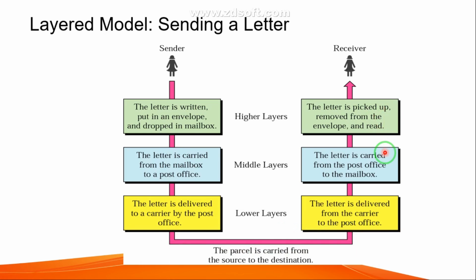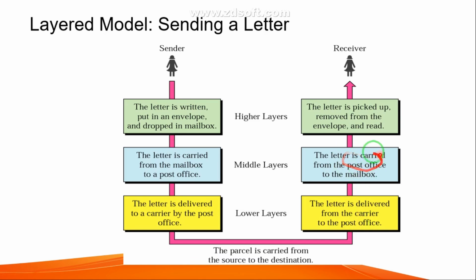And on the way to the recipient's local post office, it may actually go through a central office. And this transmission could be by truck, by train, aeroplane, boat, or a combination. So once it has been received at the receiver, first the letter is picked up by the lower layers. That is the carrier, which is going to transport the letter to the post office of the recipient address.